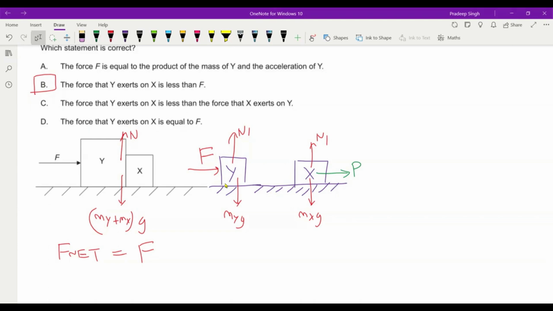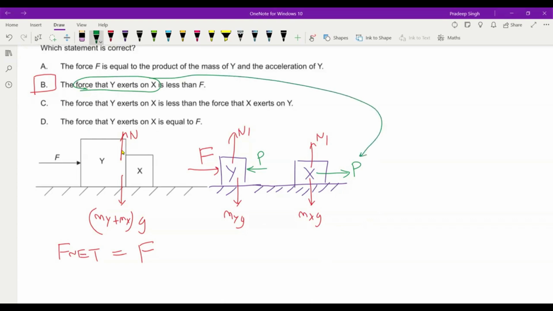Okay, now according to Newton's third law, there should be another P somewhere. Where is the second P? X pushing back on Y. Yes, X pushing back on Y. So this is this P. Now, if you look at option B, it's saying the force that Y exerts on X. So the force which they are talking about is this force P.